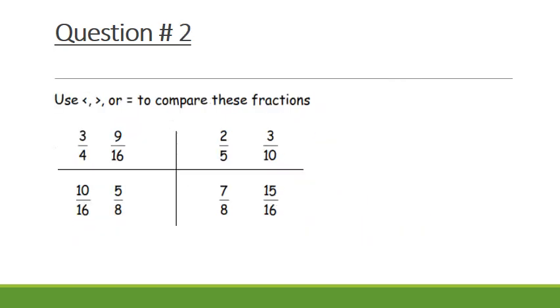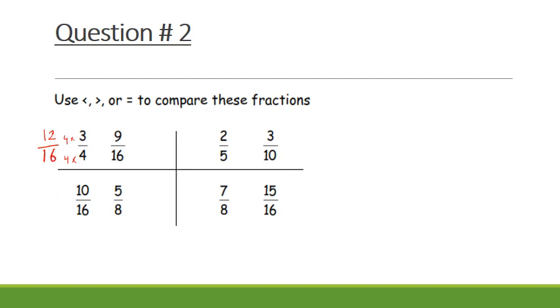Now question number 2, I need to compare the fractions. I can't compare them unless they have the same denominator. If I take the first one, I have 3 over 4 and 9 over 16. I need to make them the same denominator. So I only multiply the first fraction by 4, because I can make 4 into 16 by only multiplying it by 4. So now it's 12 over 16.